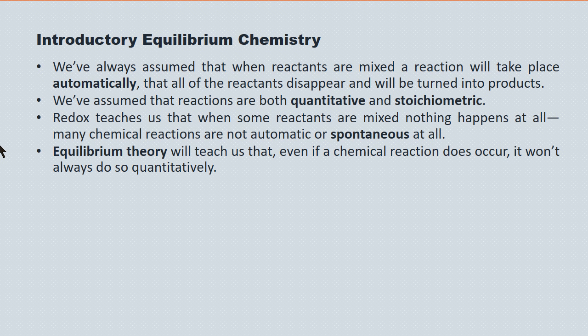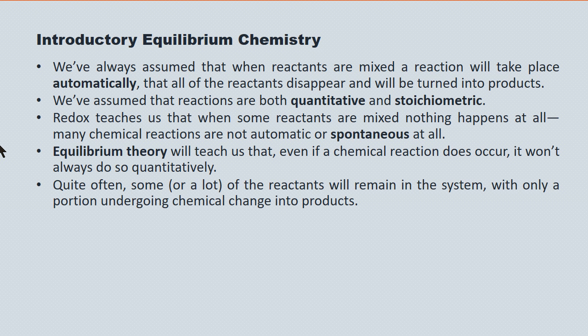Equilibrium sort of extends that. In this unit, we'll find out that even if a chemical reaction occurs, it doesn't do so quantitatively. You'll still be left with some reactants even after the reaction has sort of run its course. Quite often, you'll be left with a lot of reactants, and only a small portion will undergo chemical change into products.